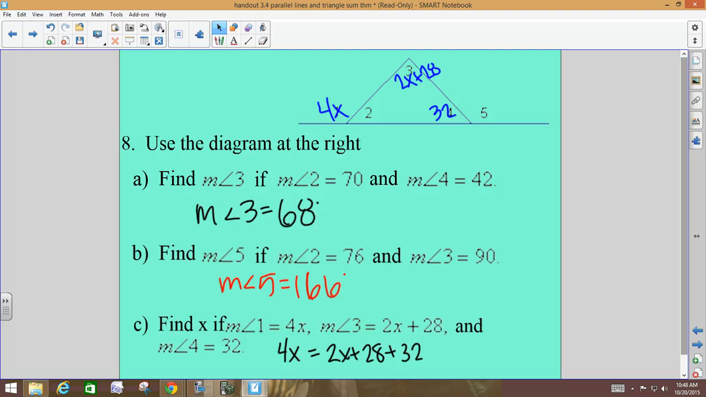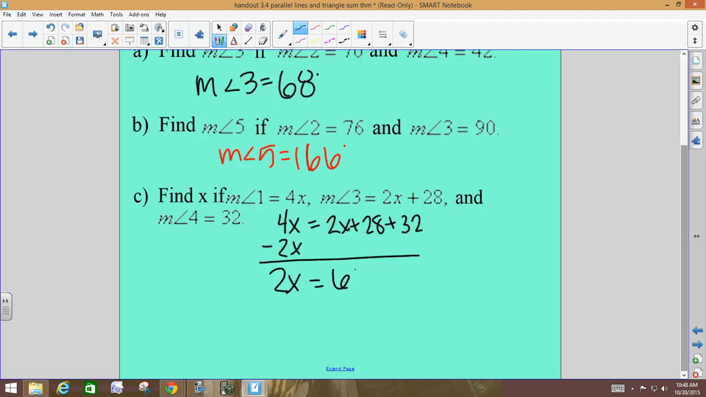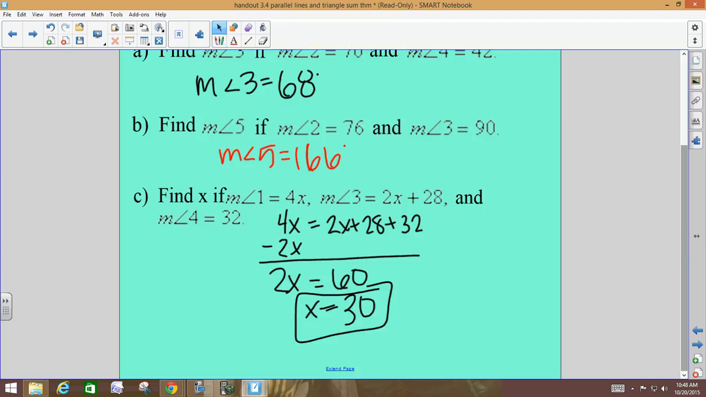Awesome, great explanation. Exterior angle theorem. The exterior angle has to equal the sum of the two remote interior angles. So 4x has to equal 2x plus 28 plus 32. 2x would equal 60. Divide by 2, and what do you get for x? 30. And how can we check if that's correct? You would plug it back in. Two left.